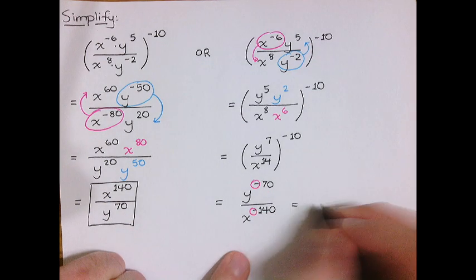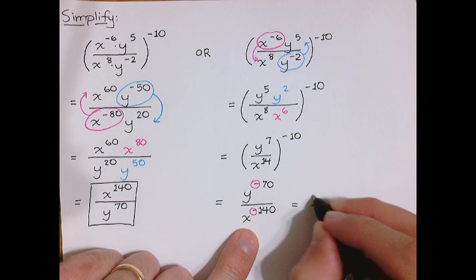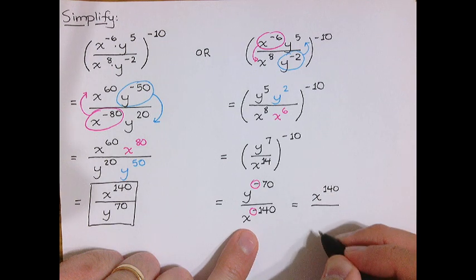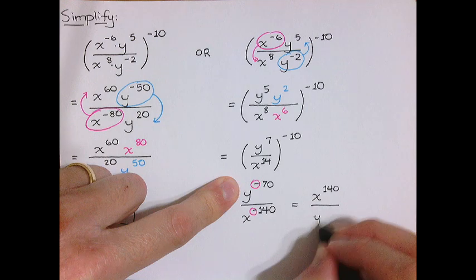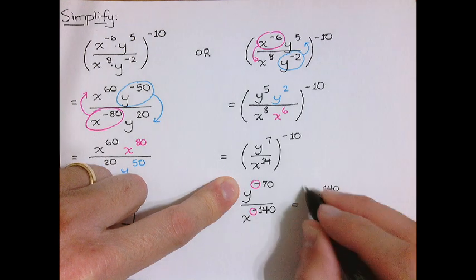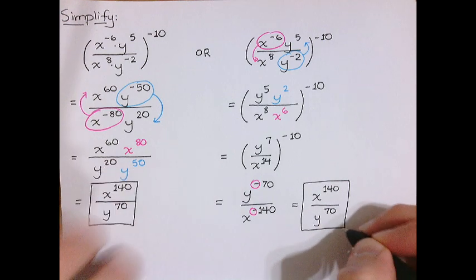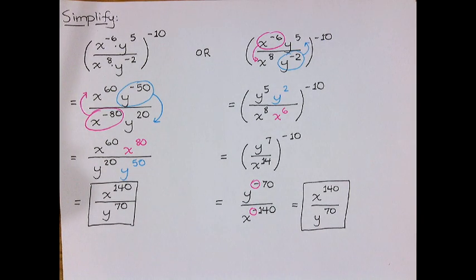So when we finish this, this guy's going to move up to the numerator, so x to the positive 140th, and y to the positive 70th in the denominator. So 2 different ways, and we get the same answer. So you really just need to choose which way works best for you.